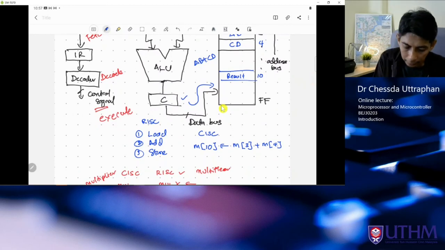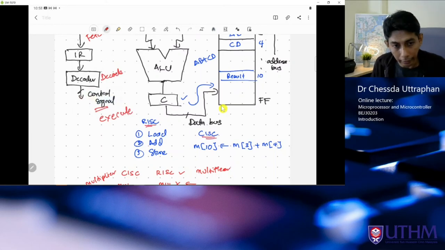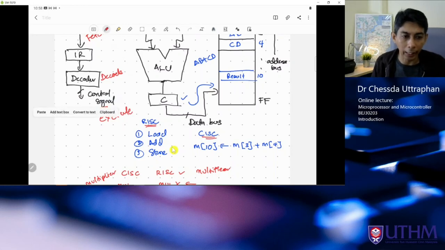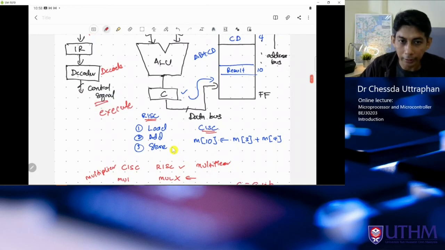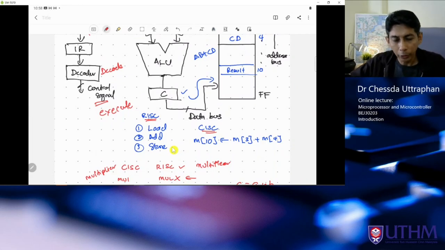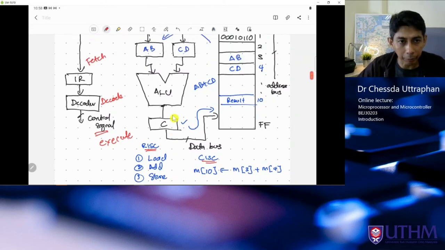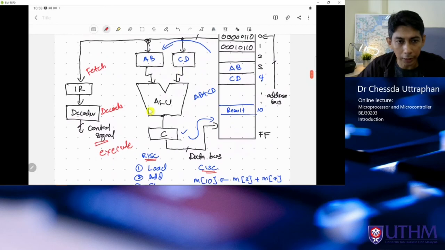That is CISC. And RISC, you need load and store. So this is called load store architecture. And all the RISC computers or microprocessors use load store architecture. That means whenever you want to do an operation on the data in the memory, you need to load the data to the temporary register here, before you can do the operation on the data. And you need to save back or store back to the memory.